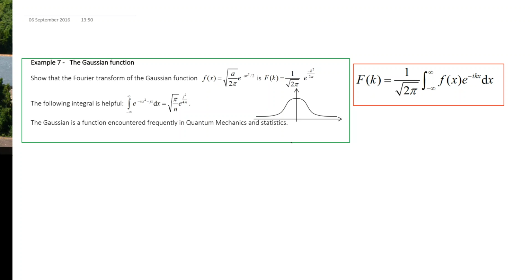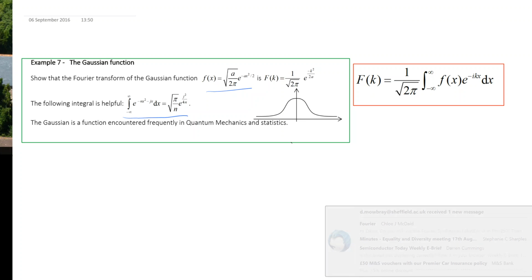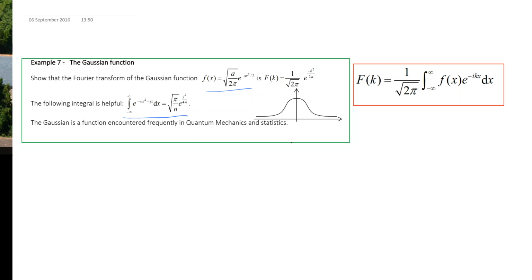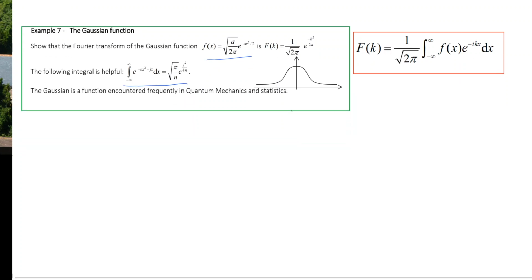This example requires us to find the Fourier transform of a Gaussian function. The Gaussian function is defined just here, and we're also given this useful integral, which we'll see we need to use later on. We're also given in the red box the definition of the Fourier transform. In this example, the original function is a function of x, and so the Fourier transform will be a function of k. So we can write down the Fourier transform.